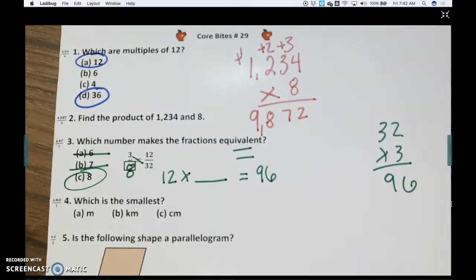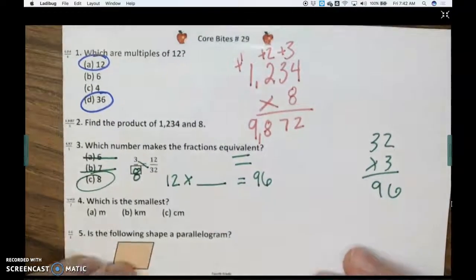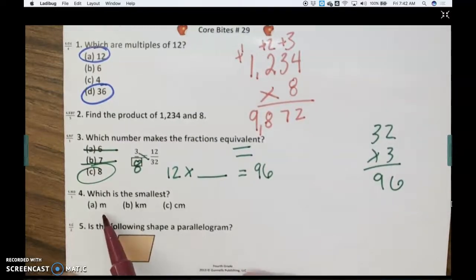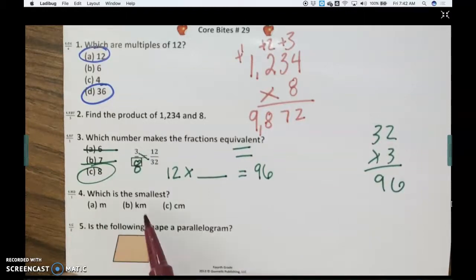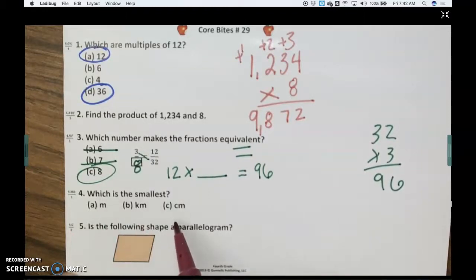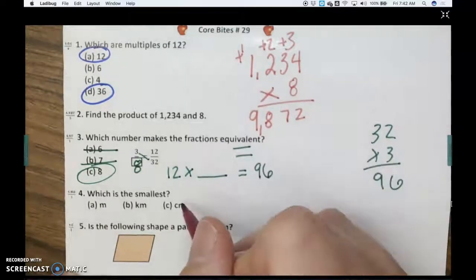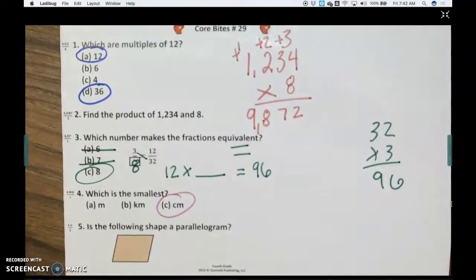For number 4, which is the smallest, we're looking at units of measurement here, distance. So we have miles. Actually, that's probably meters. Meters, kilometers, and centimeters. So the smallest one, think of a ruler, think of inches. Centimeters are a little bit smaller, so your answer would be C.